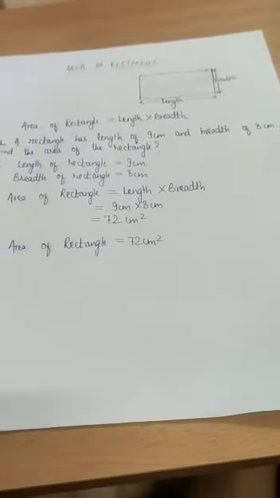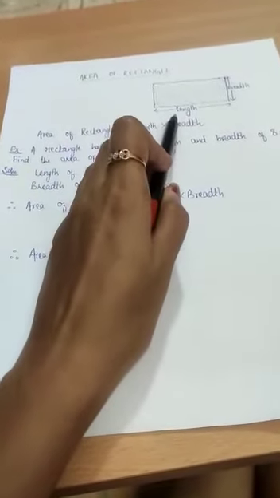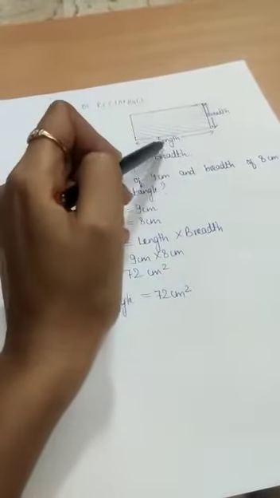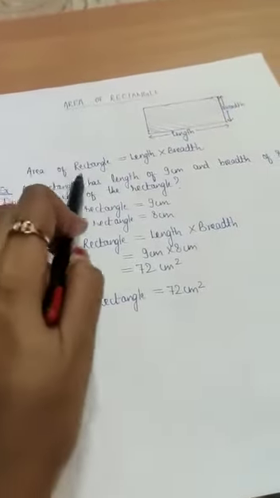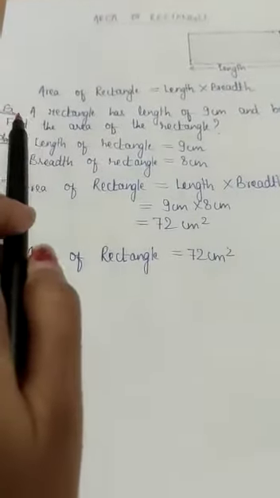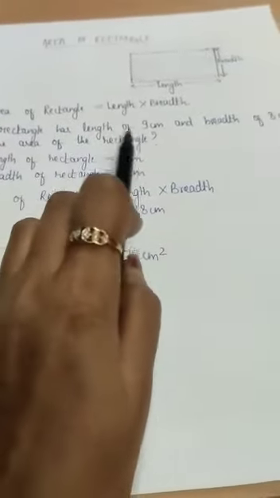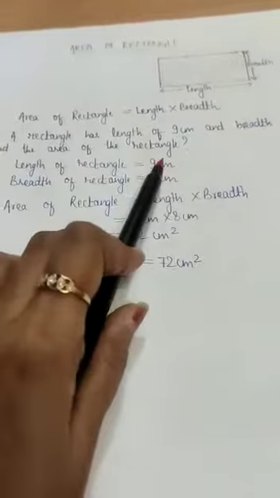Now, we will discuss the area of a rectangle. In a rectangle, the opposite sides are equal, and there is a length and there is a breadth. Now, the area of a rectangle is given by length into breadth. Example, let us take an example. A rectangle has a length of 9 centimeter and a breadth of 8 centimeter. Find the area of the rectangle.